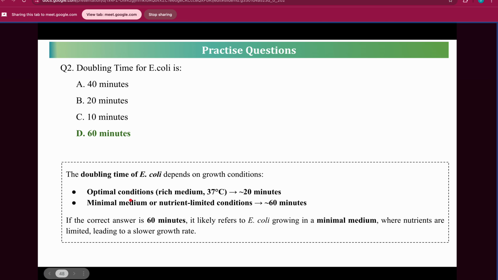If there are optimal conditions, which means you have a rich medium and the temperature is 37 degrees centigrade, then in such optimal conditions, the doubling time is 20 minutes. But if there is a minimal medium or nutrient limited conditions, then this doubling time is 60 minutes. So if it's 60 minutes, then that means there is a minimal medium or nutrient limited conditions. So do not get confused. It depends on what the medium condition is. This is the worst case scenario, 60 minutes. But in the best case scenario, the doubling time is 20 minutes.